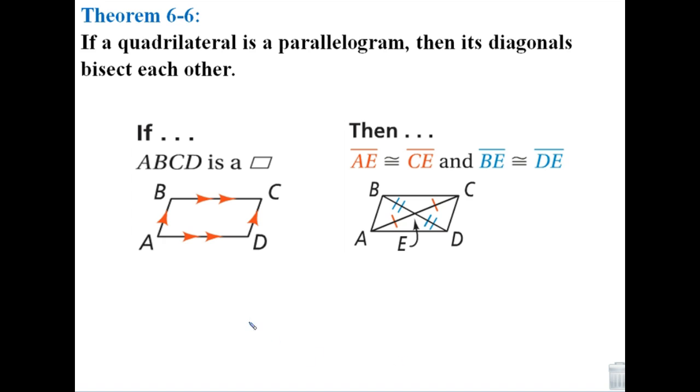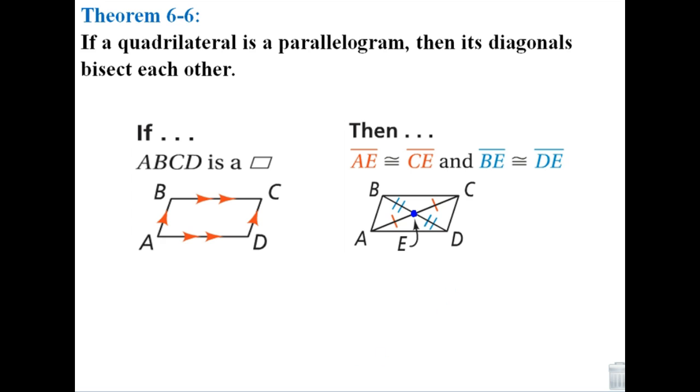And then finally we have, again, if a quadrilateral is a parallelogram, then its diagonals bisect each other. So the diagonals cross each other at both of their midpoints. E would be the midpoint for both of these diagonals, meaning that AE and EC will be congruent to each other, and then also BE and ED will be congruent. These two diagonals split each other into two congruent parts.